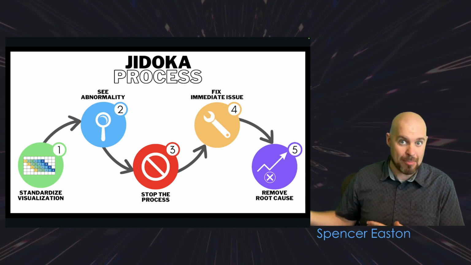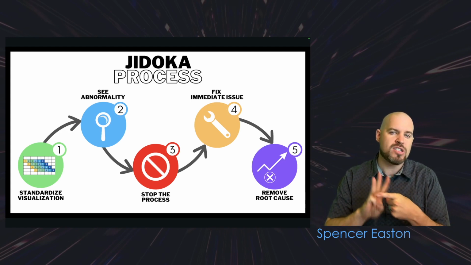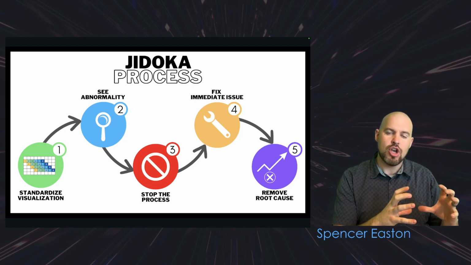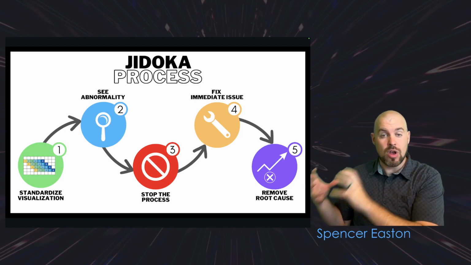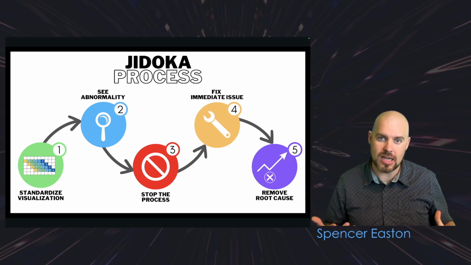Okay, now we got to fix that process. What's the process broken there? But you can see the bottom 3 are the most important. Setting that standard of visualization so that we can actually stop it, so we can fix the root cause. The top 2 are just part of the process.